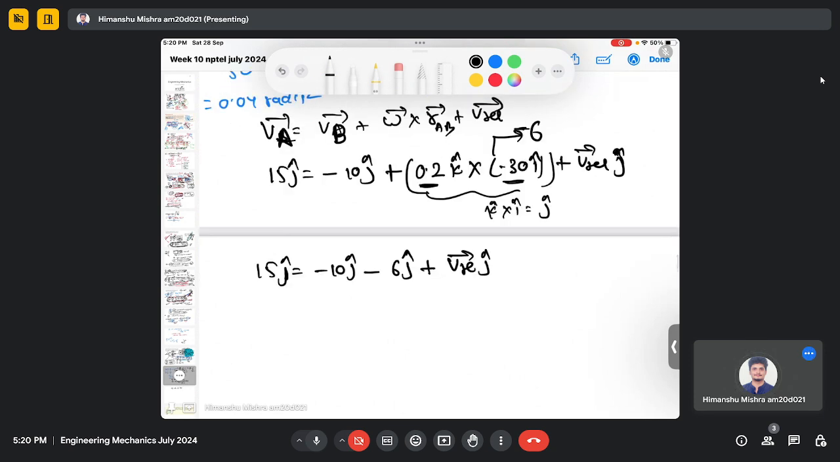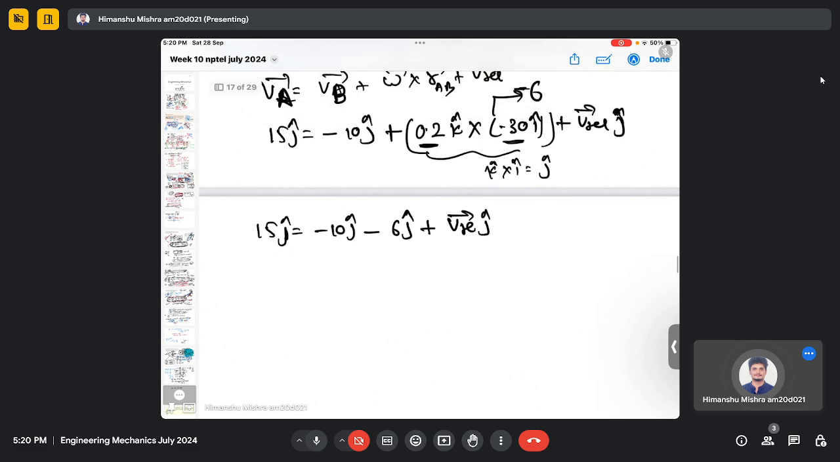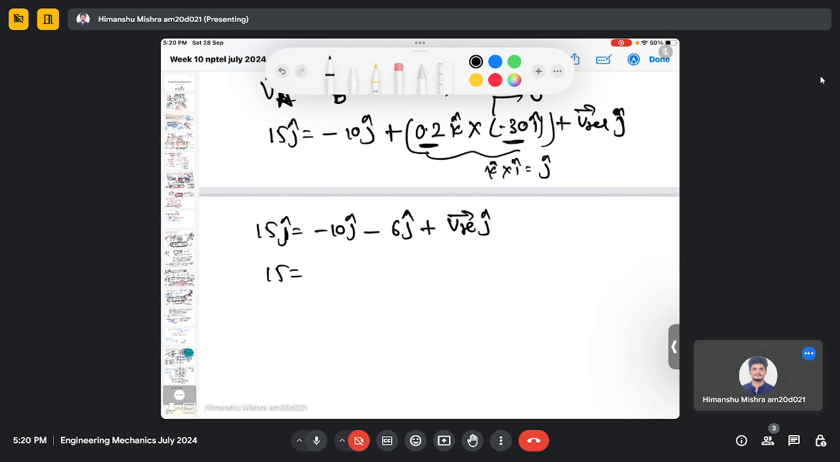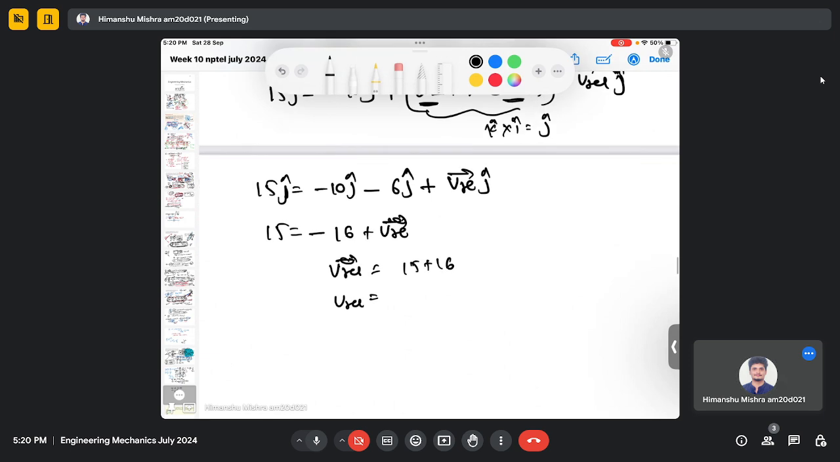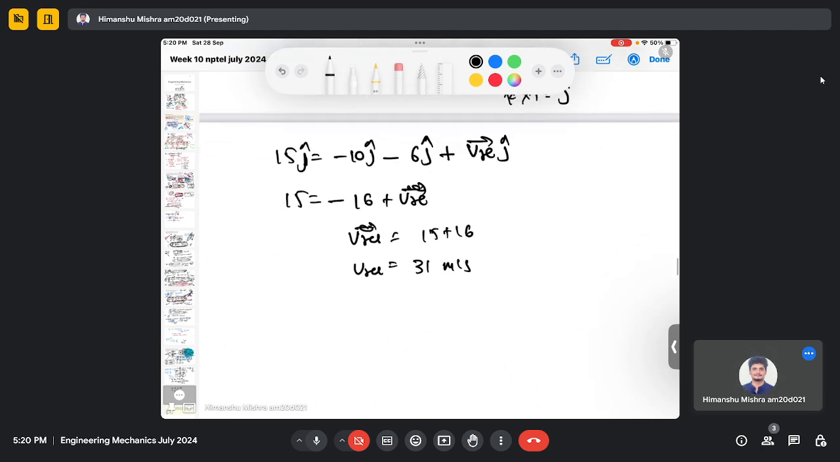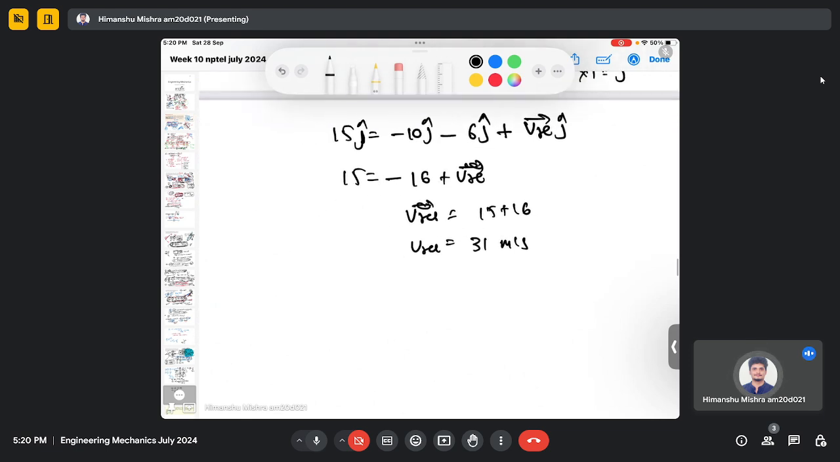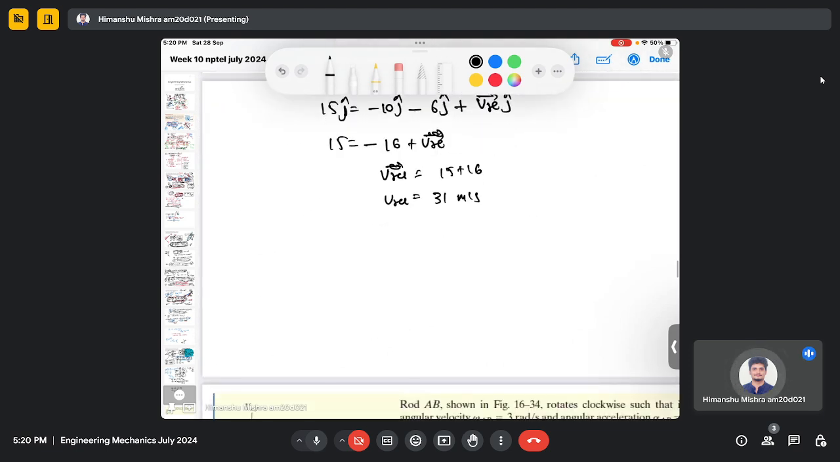So every component is in the y direction only. So it will be 15 equals minus 16 plus relative velocity. So my relative velocity will be 15 plus 16, so my relative velocity will be 31 meter per second. So this is my relative velocity, and similarly I can find the relative acceleration. For that I need to write the expression for acceleration.